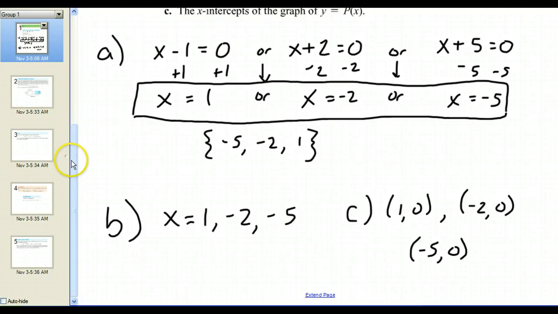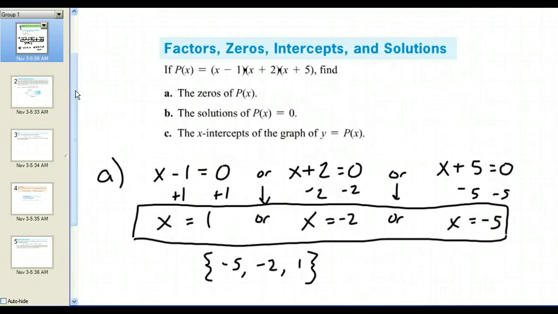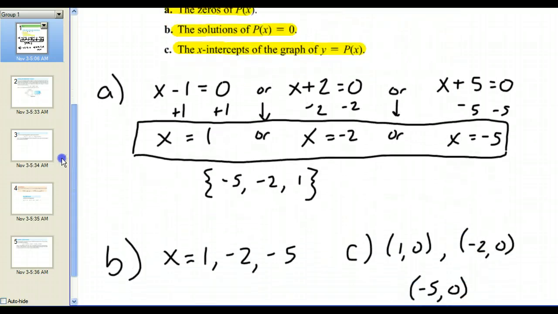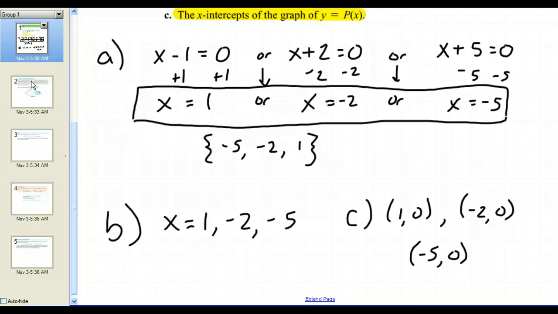Okay. The big point of this first slide though is that all three of these things are saying the exact same thing. They're all ways to ask for the same thing. The zeros of a function, where the function is equal to 0, and the x-intercepts of the graph of the function all mean the exact same thing. Basically, the context would be the only way we would decipher between the three.